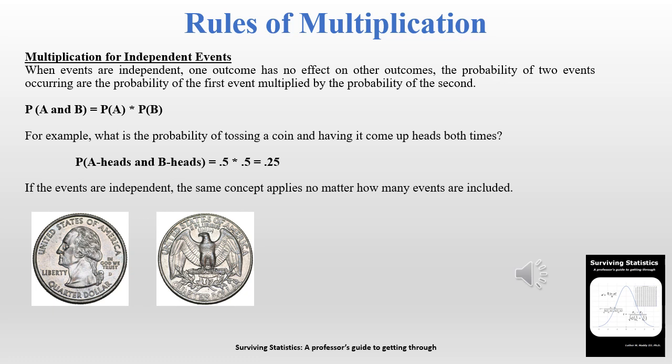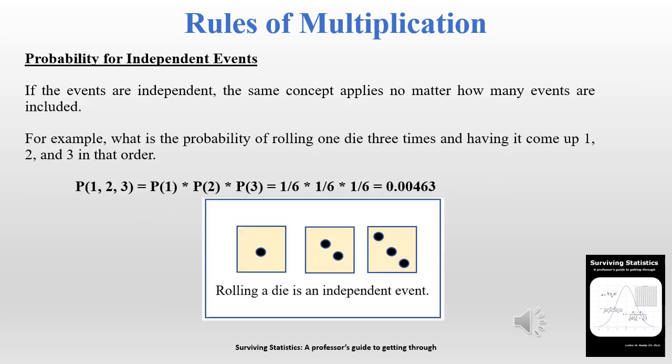What if we wanted to find out the probability of tossing a coin twice and having it come up heads both times? Well, the formula for that is the probability of A and B. In other words, A as heads and B as heads is the probability of A times the probability of B. So the probability of A being heads and B being heads is 0.5 times 0.5, or in this case, 0.25, or 25% probability of tossing a coin twice and having it come up heads both times. As long as our events are independent, it doesn't matter how many events are included in our experiment.